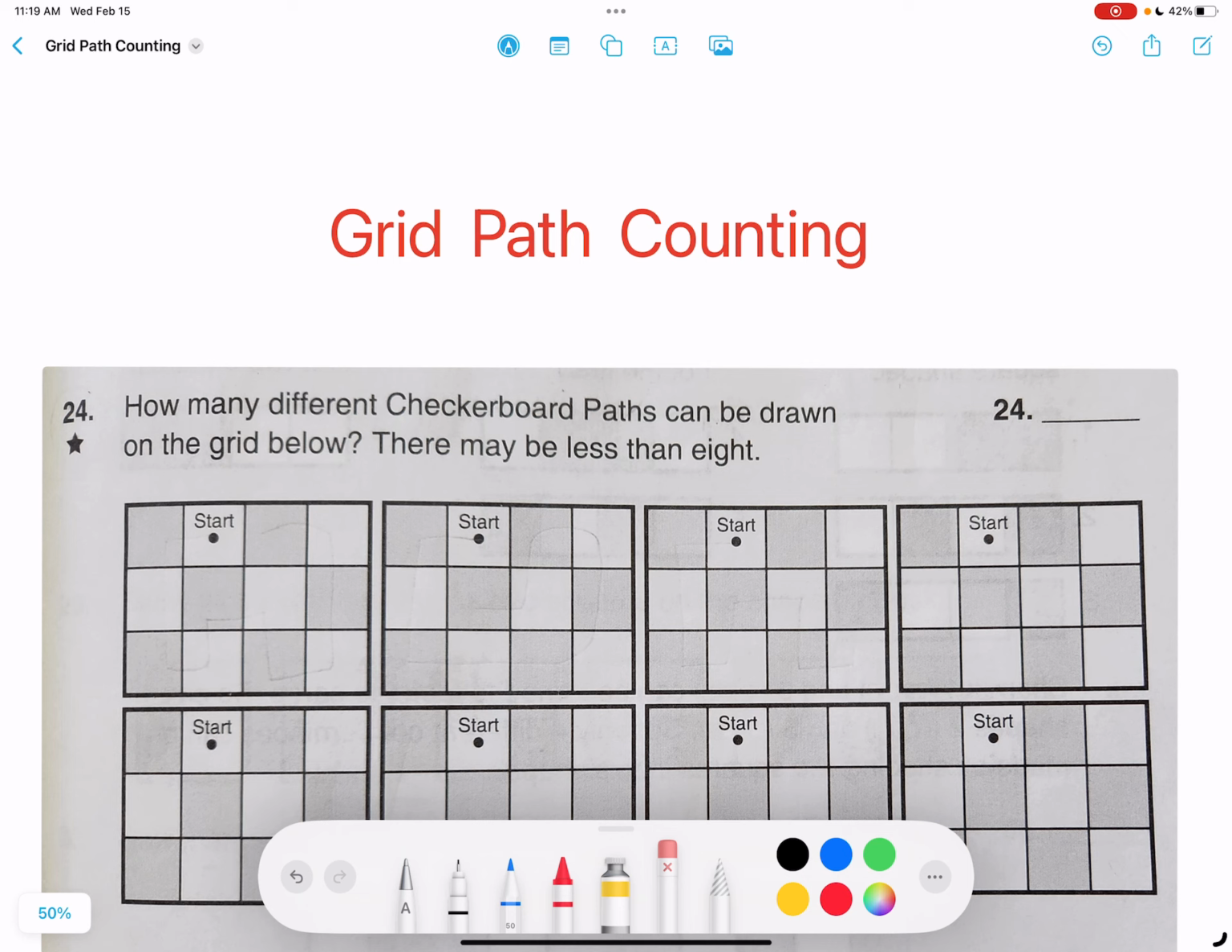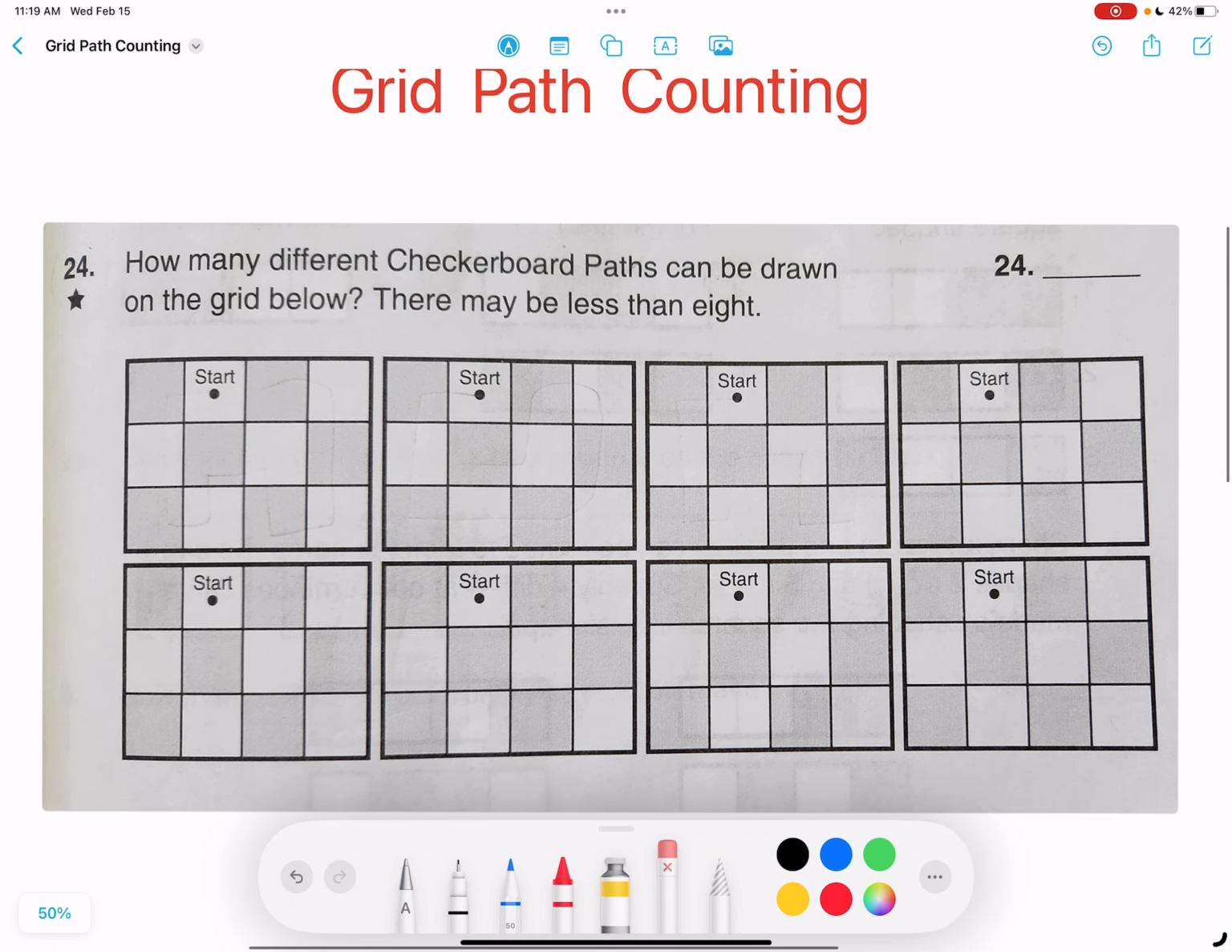For example, in this problem over here, this is one of the Beast Academy problems. This problem says, how many different checkerboard paths can be drawn on the grid below? There may be less than 8, of course, okay? Well, to solve this problem, we want to be organized.